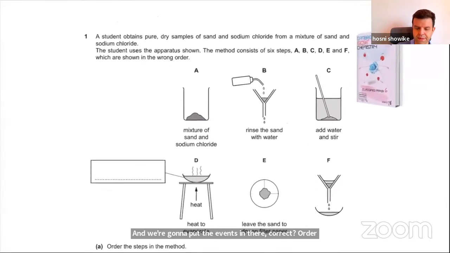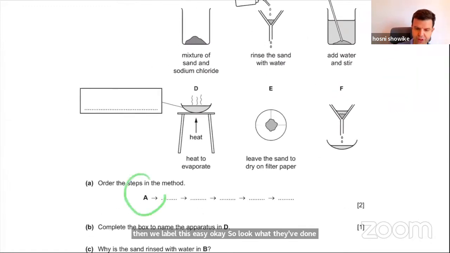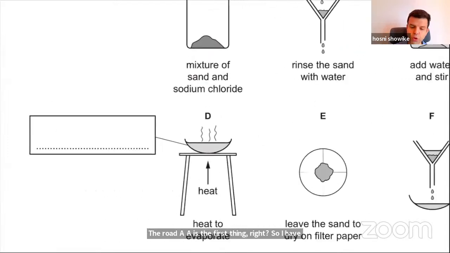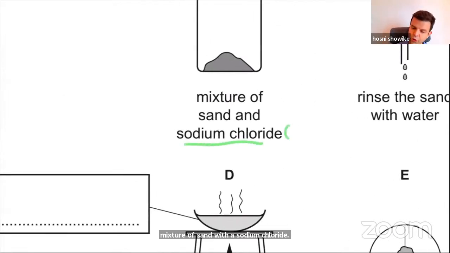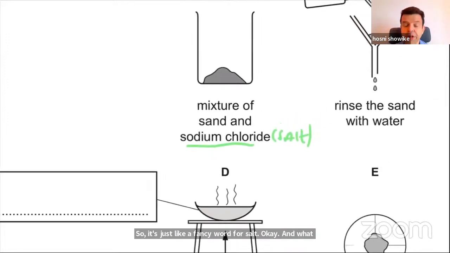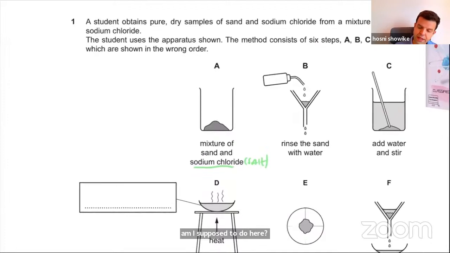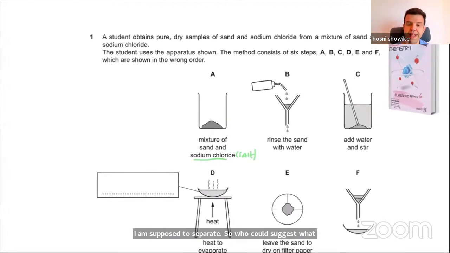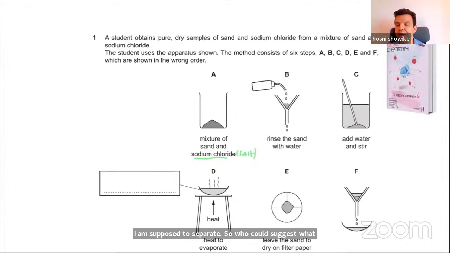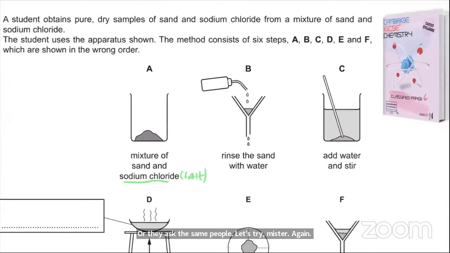Label is easy. Okay. So look what they've done. They wrote A. A is the first thing, right? So I have a mixture of sand and sodium chloride. Sodium chloride is just a fancy word for salt. And what am I supposed to do here? I am supposed to separate them. So what would be the next step? Maybe someone you could try here, or I ask the same people. Let's try Mr. Adham again. C. Yeah, I'm going to dissolve.